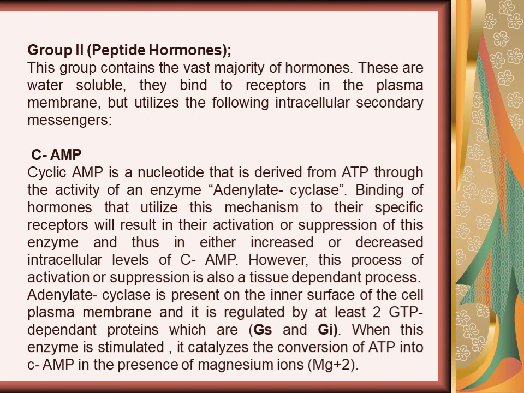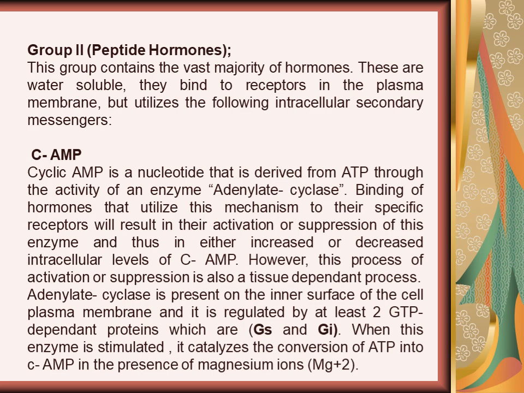While in group 2, that is the peptide hormones, this group contains the vast majority of the hormones. These are water-soluble. They bind to the receptor in the plasma membrane, but utilize the following intracellular secondary messengers. The first and the common one is cyclic AMP. Cyclic AMP is a nucleotide that is derived from ATP through the activity of the enzyme adenylate cyclase. Binding of the hormone that utilizes this mechanism to its specific receptor will result in activation or suppression of this enzyme, and thus in either an increase or decrease in intracellular level of cyclic AMP.